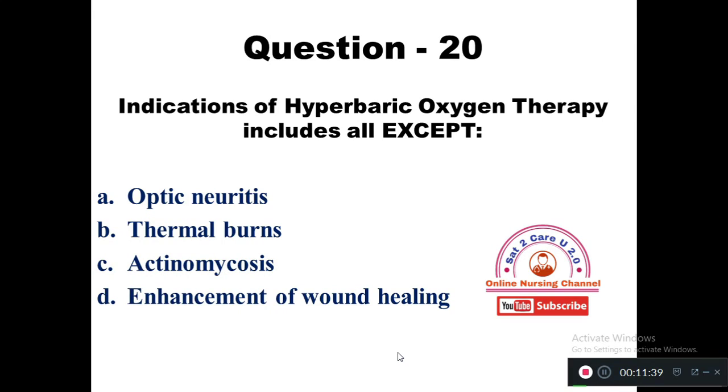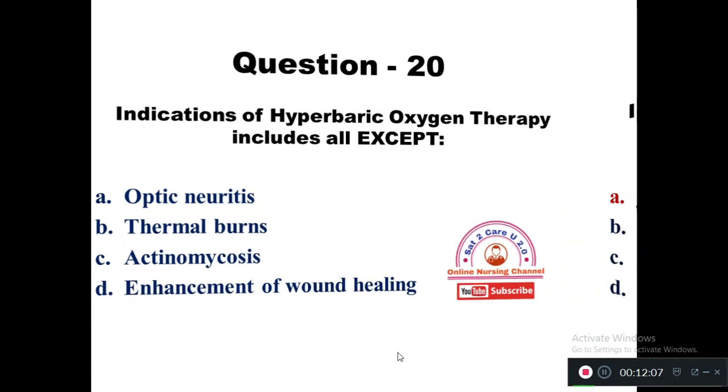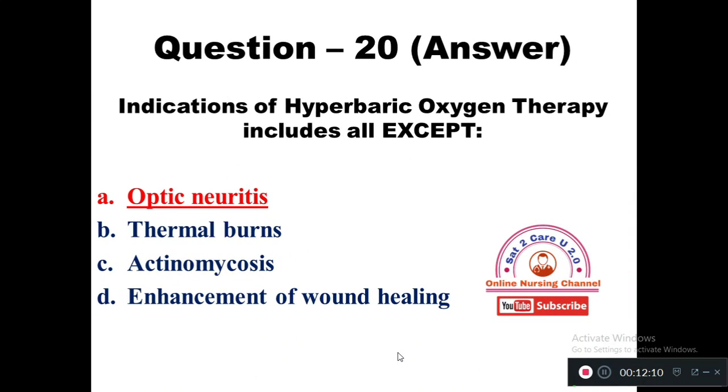Question number 20. Indication of hyperbaric oxygen therapy includes all except: A, Optic neuritis, B, Thermal burns, C, Actinomycosis, D, Enhancement of wound healing. Hyperbaric oxygen therapy is indicated in thermal burns, actinomycosis, and enhancement of wound healing by promoting the granulation. But in optic neuritis, it is relatively contraindicated.